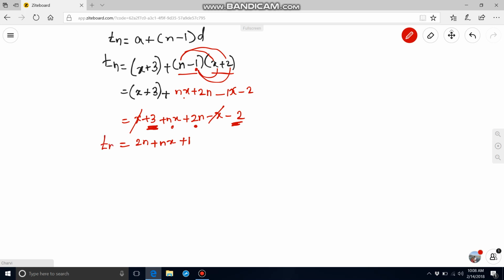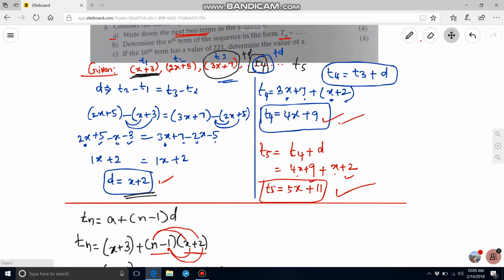This is the general structure of Tn. We found the answer for the given sequence: the nth term is equal to 2n plus nx plus 1. But in the third question, we have to check if the 10th term has a value of 221. If the 10th term is 221, find the value of x. The 10th term means T10. If T10 is 221, find the x value.